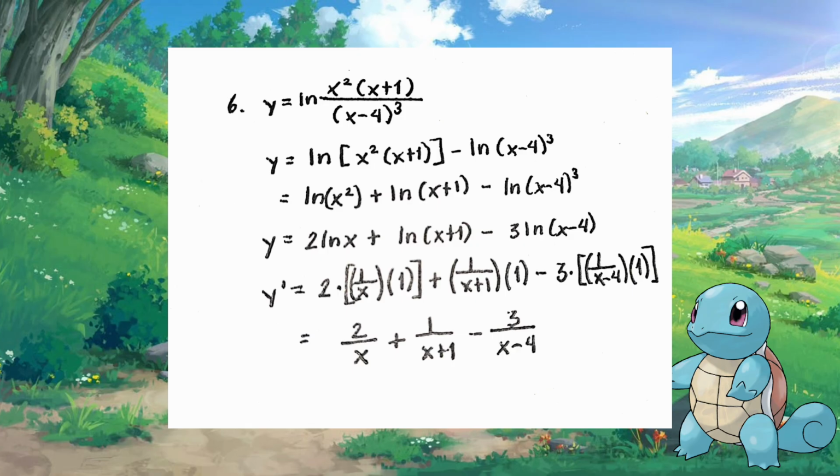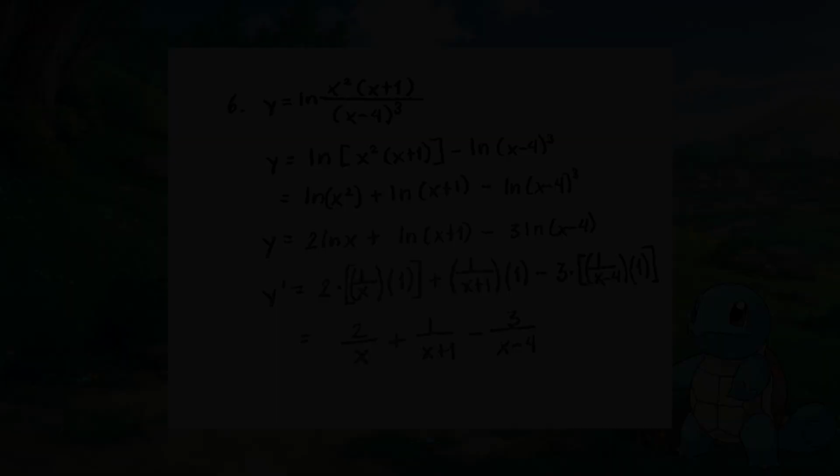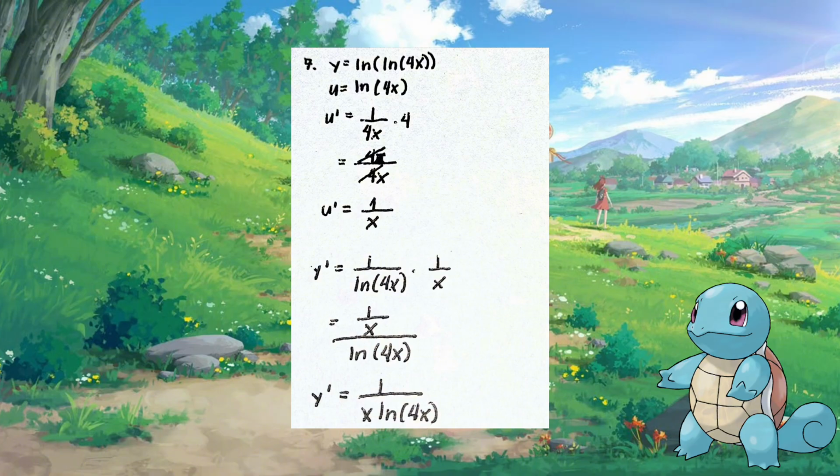And when we simplify it, we'll have 2 over x plus 1 over x plus 1 minus 3 over x minus 4 as the final answer. Moving on to the next number, number 7, we have the equation y is equal to the natural logarithm of the natural logarithm of 4x.